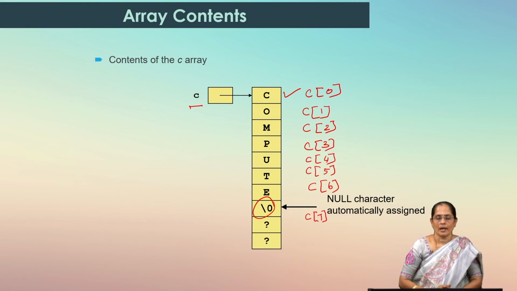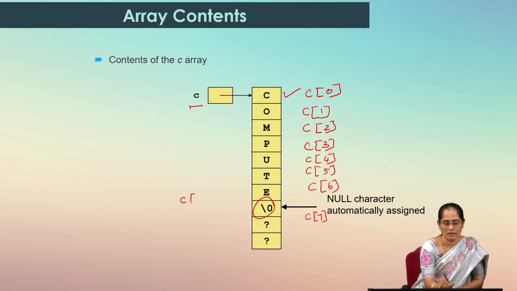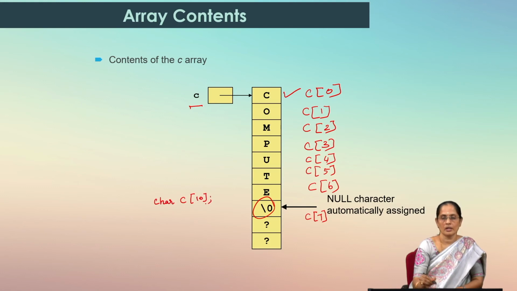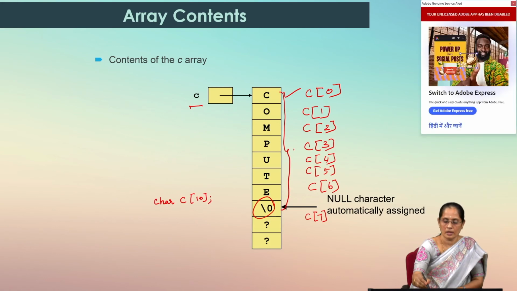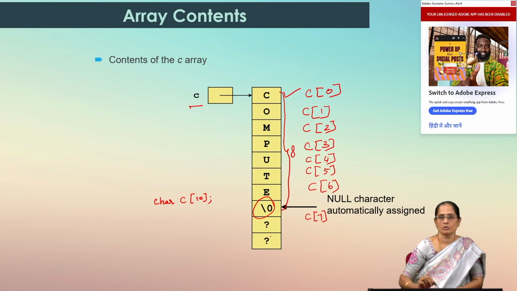Right. Actually, the array was declared with size 10, but then we are using only 8 characters. So, here we can see that we are using only 8 characters. The rest of the 2 locations will be left unused.